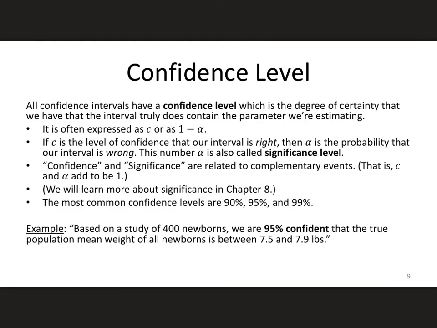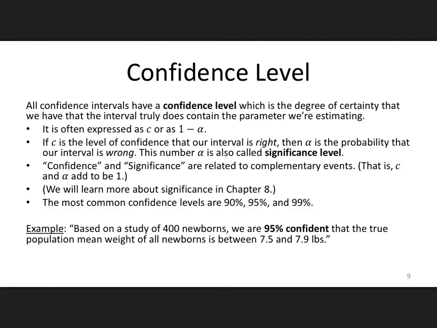All confidence intervals have a confidence level, which is a degree of certainty that we have that the interval truly does contain the parameter we're estimating. This is often expressed as C or as 1 minus alpha. If C is the level of confidence that our interval is right, then alpha is the probability that our interval is wrong. And this number, alpha, is also called a significance level. Confidence and significance are related as complementary events. So that means that C and alpha add to be 1. You will also learn more about significance in Chapter 8.